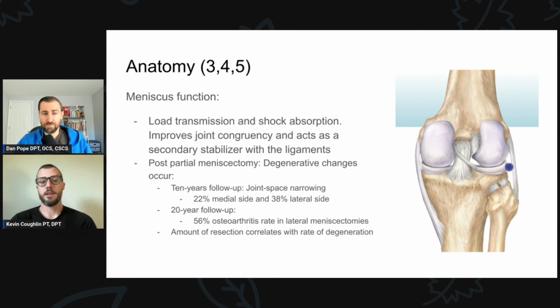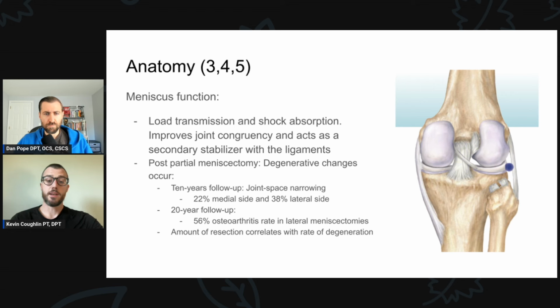And we do see that being a problem when people end up having a meniscectomy. There's definitely a big correlation between the size of the meniscectomy and the amount of force that's going to be going to that area in the future that leads to things like arthritis, which we'll talk about. There was a study that looked at a 10-year follow-up after a meniscectomy, and we do see some joint space narrowing, 22% on the medial side and 38% on the lateral side.